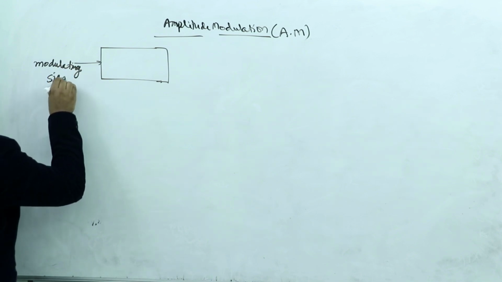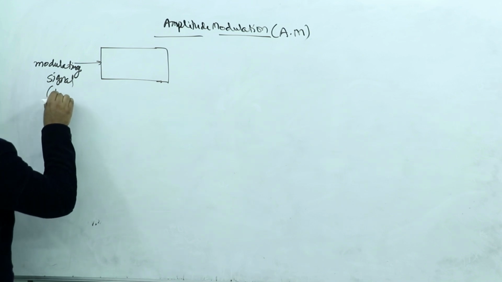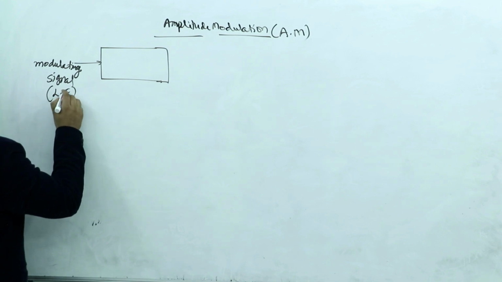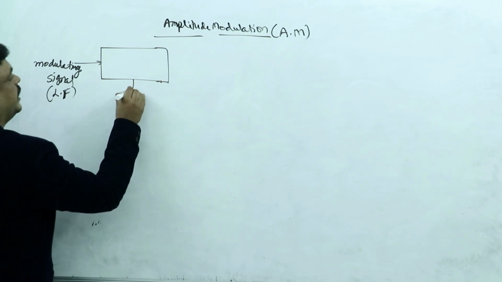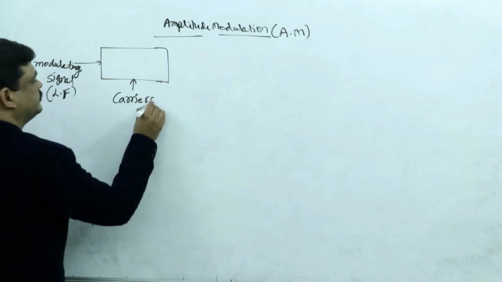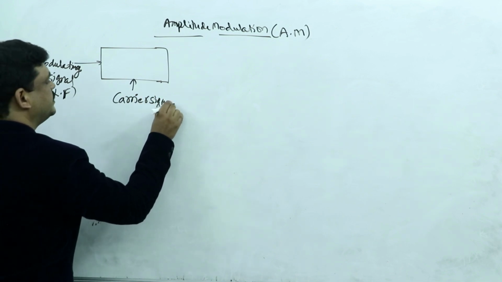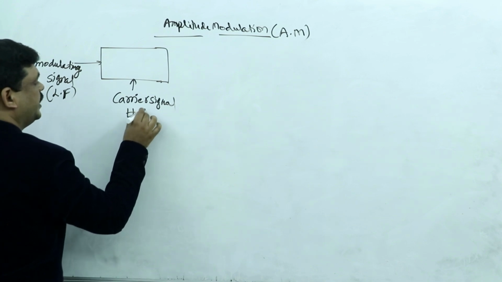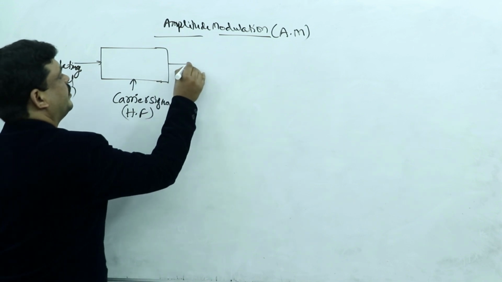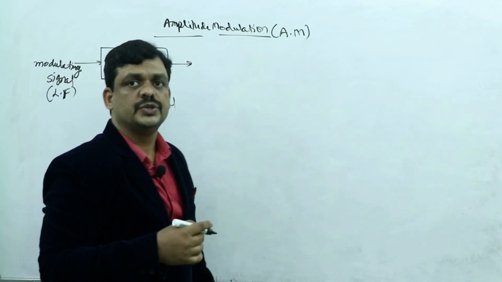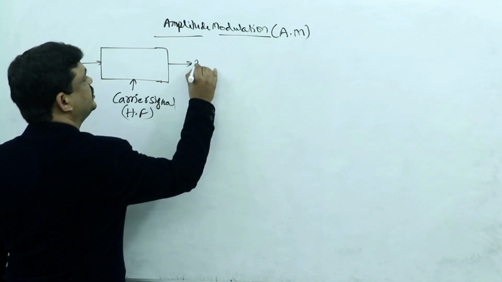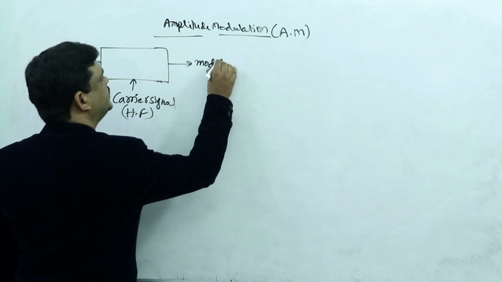Modulating signal. Please remember one point here: the modulating signal should always be a low frequency signal. Another signal is required, that is the carrier signal. The carrier signal should be a high frequency signal. Later it processes the operation, that operation is called the modulation process. After the modulation process, it gives the output signal. That output signal is the modulated signal.